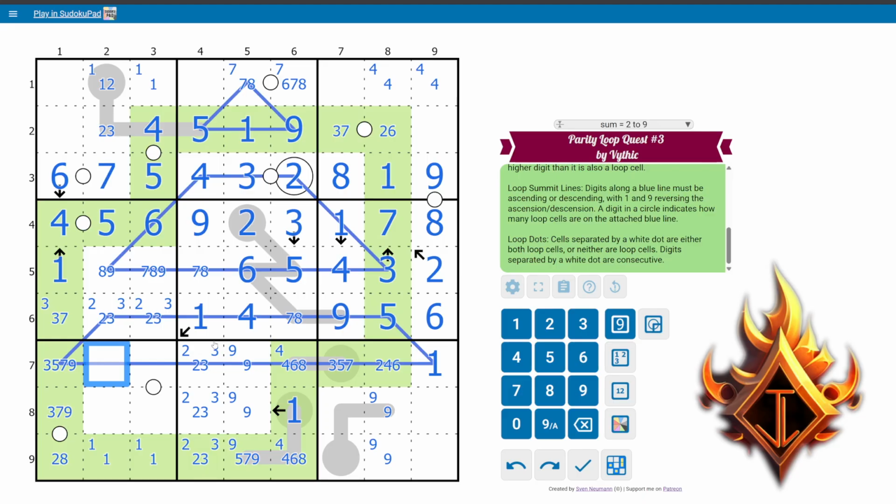8. No, the 9 can't go here. If the 9 went here, it would have to go 8, 7, 6, 5, 4. That's the lowest it could be. And in doing that, we were saying 8, 7. So that would have to be 6, and there's already 1 in the column. So this is not 9.